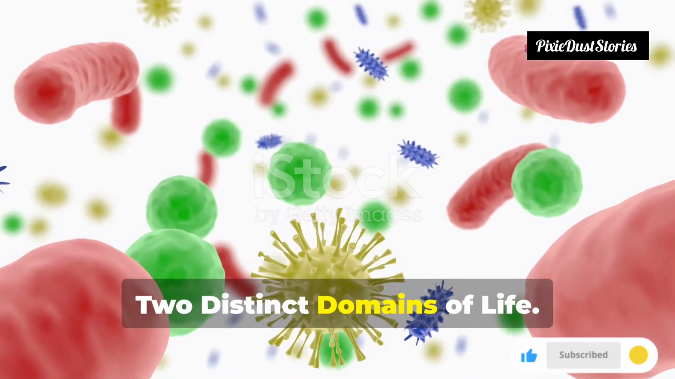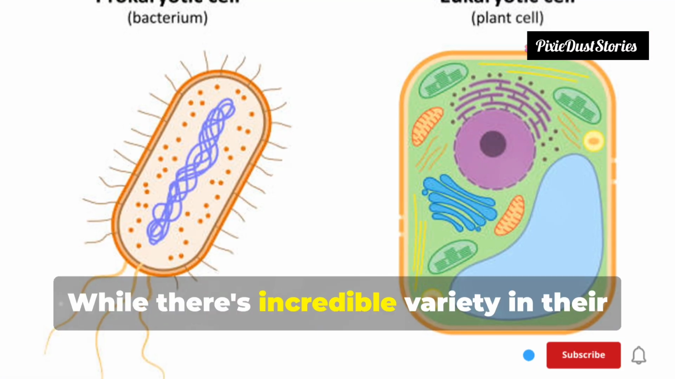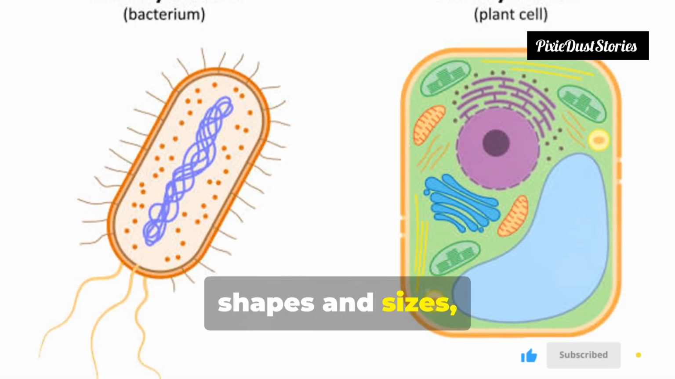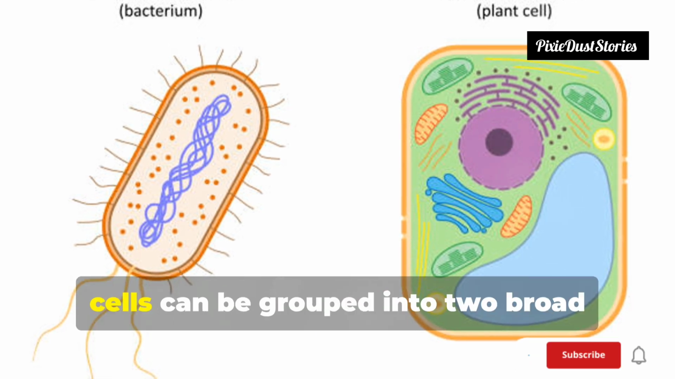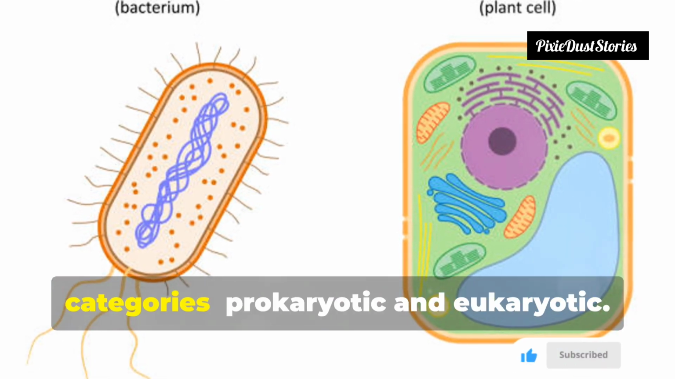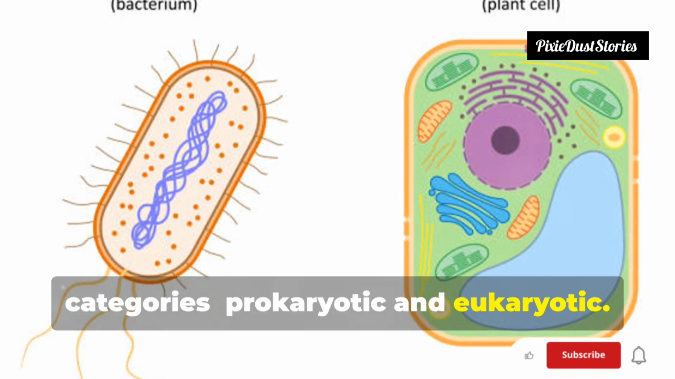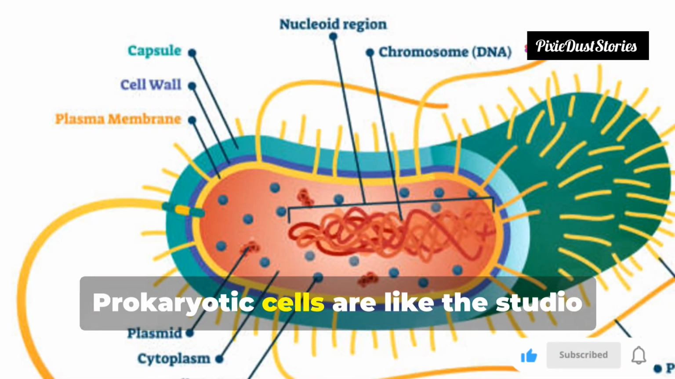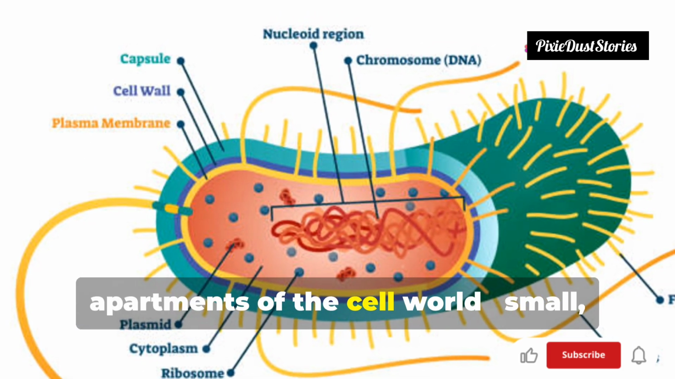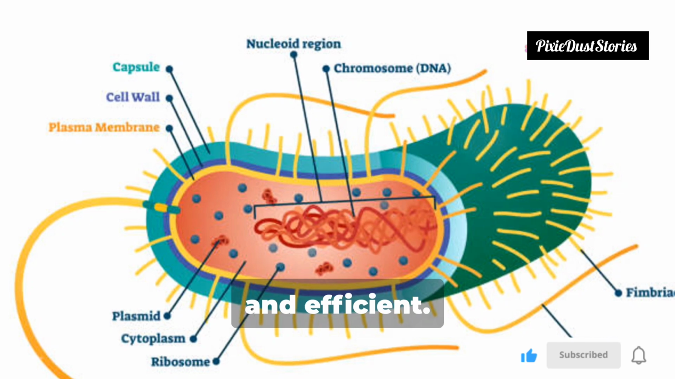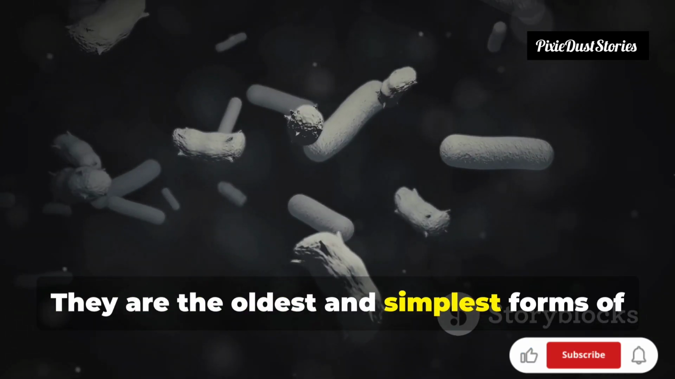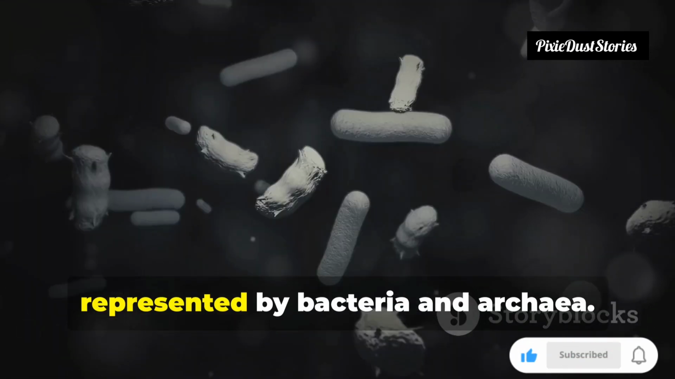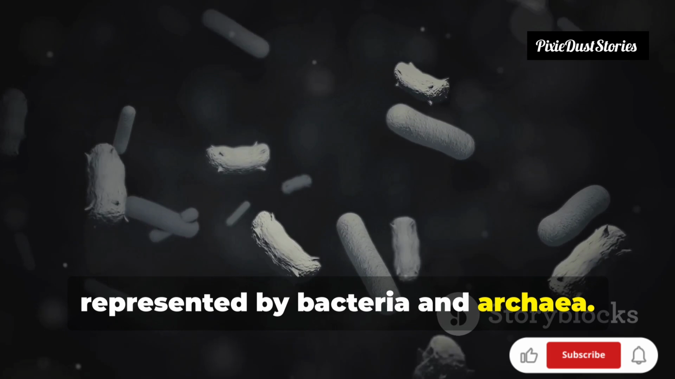Two distinct domains of life. While there's incredible variety in their shapes and sizes, at a fundamental level, cells can be grouped into two broad categories, prokaryotic and eukaryotic. Prokaryotic cells are like the studio apartments of the cell world, small, simple, and efficient. They are the oldest and simplest forms of life on Earth, represented by bacteria and archaea.